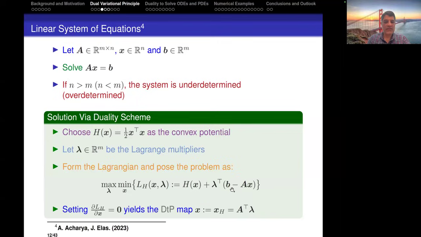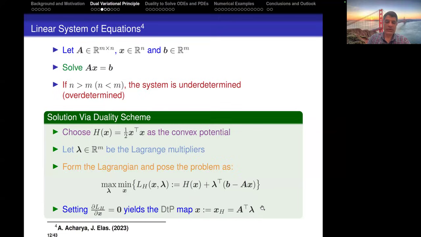So having done that, now I want to impose this condition to yield the DTP map, that is del LH, its derivative with respect to the primal variable. Here, x is the primal, I forgot to tell you. So x is the primal variable and lambda is the dual variable in this case. So this will give me the dual, since this is quadratic, its derivative will be linear. So of course, then I can solve for it. And I can say x is equal to xh, which is A transpose lambda. So that is my map.